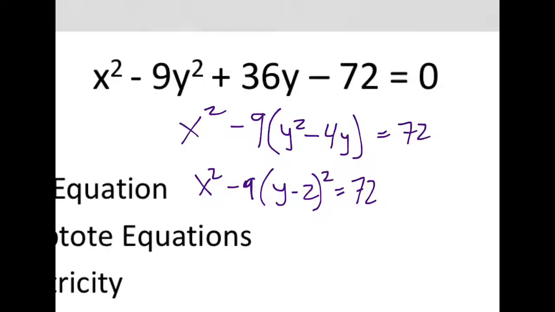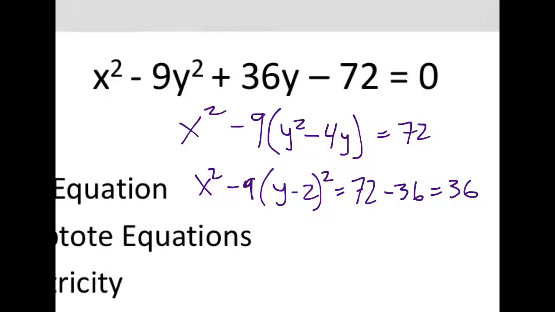What do we need to do to the right side to balance this? Well, I have a 2 squared, which is a 4, but that is being multiplied by a negative 9. So on the left, I have subtracted 36, so I need to subtract 36 on this side as well. Then, let's say 72 minus 36 is 36.